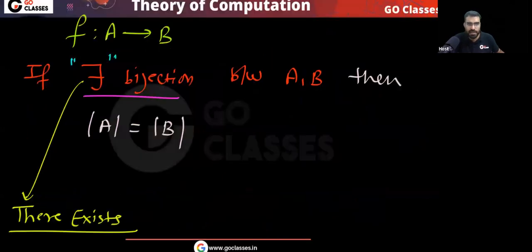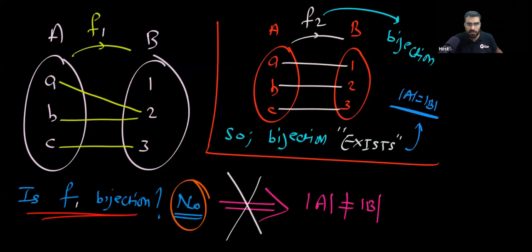So this is the simple idea. You have set A, set B, and if there exists a bijection between them, then I can say their cardinality will be the same. Is this clear? Please let me know. Now tell me one more thing.